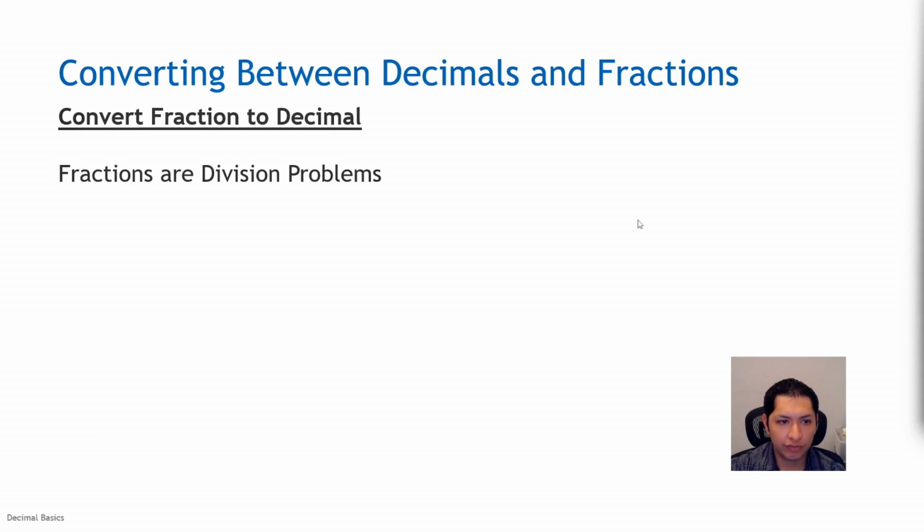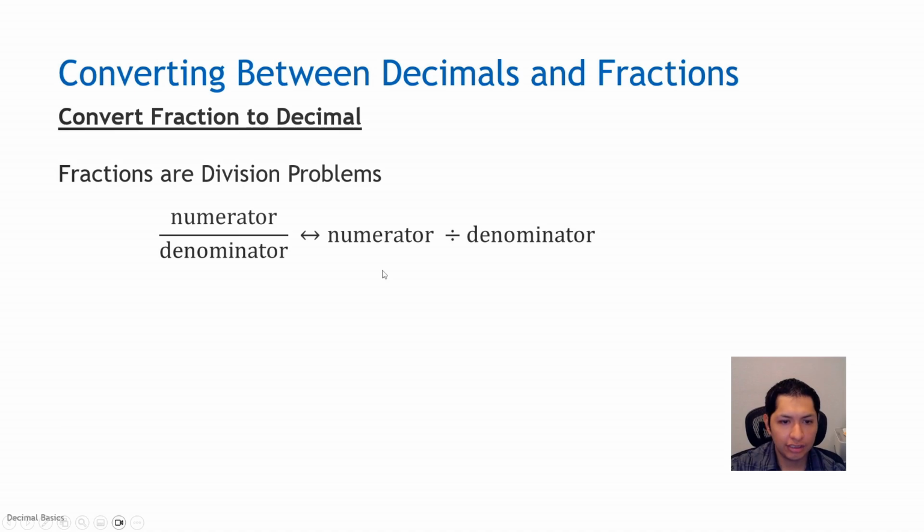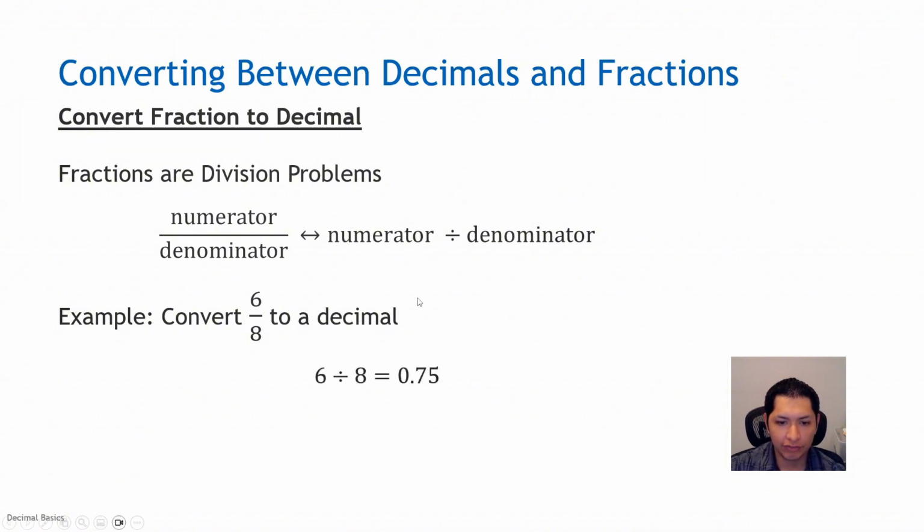Converting between decimals and fractions. To convert fractions to decimals, you must realize that fractions are actually just division problems. A fraction looks like a numerator over a denominator, and the division problem is the numerator divided by the denominator. For example, if we want to convert 6/8 to a decimal, we solve that as a division problem where it is 6 divided by 8, and if you solve that by hand or in the calculator, you will get a decimal answer of 0.75.